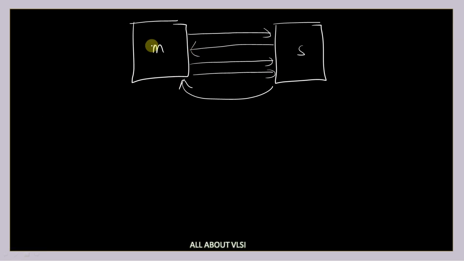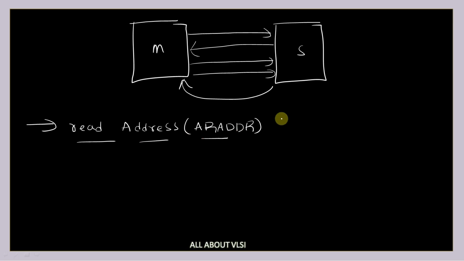Now let's say my master has issued a read operation by providing a read address on the AR address channel. It has provided address information on the read address channel. That is, it has started a transaction. Let us say it is T1.